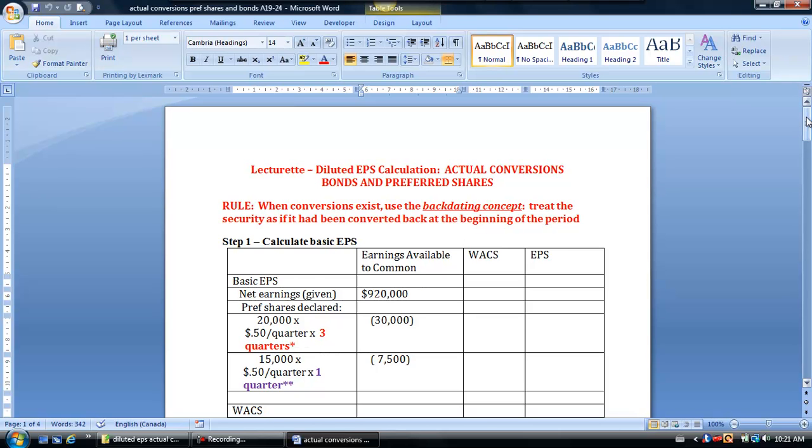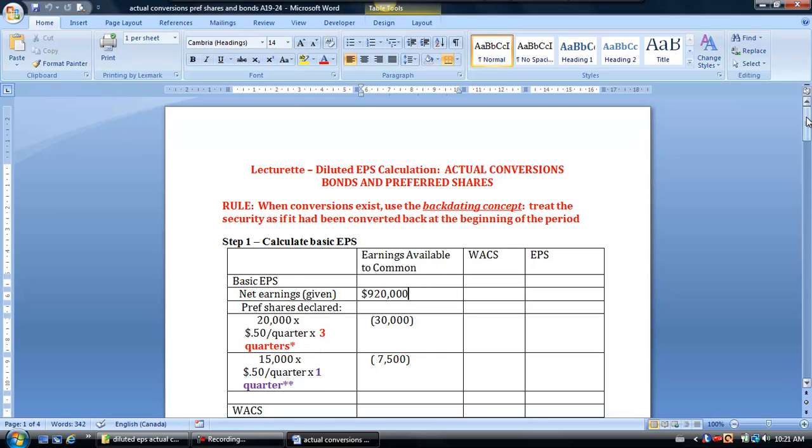So for example, let's say you had converted bonds on July the 1st. We have a January to December year. When you're calculating your diluted EPS, you would look and say, well, what if I had converted those bonds 6 months earlier, right? As opposed to when we had no actual conversions, what if we had converted those preferred shares or those bonds 12 months earlier, right? So the only thing that really differs is the period over which you're backdating. But the concept is the same. We're still applying the what-if kind of model.